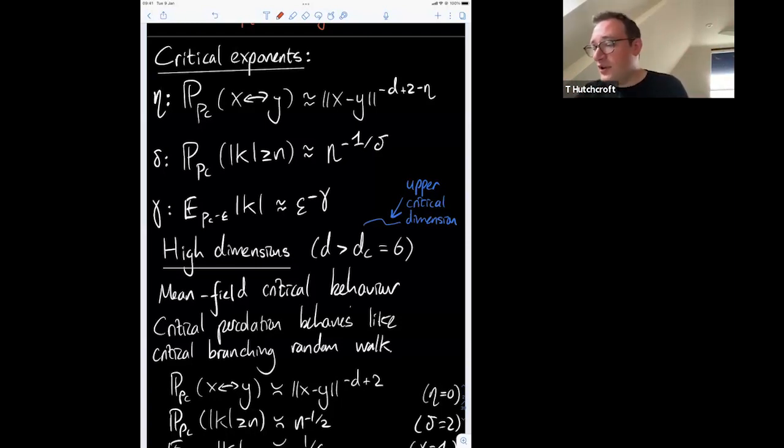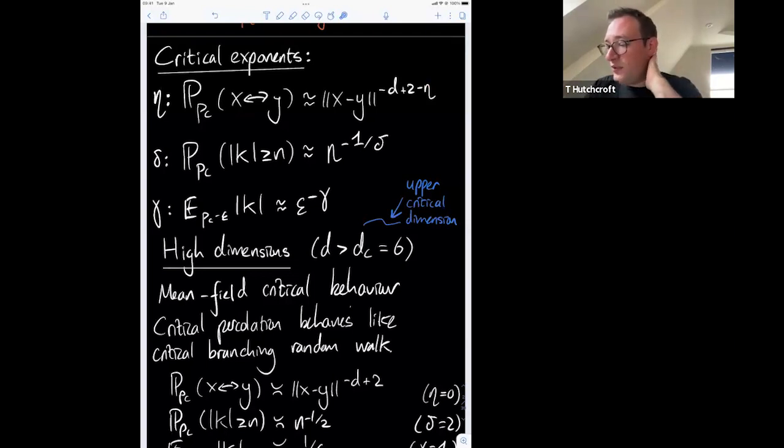A few of these will play an important role in this talk, mostly the first 2 actually. These exponents have traditional notations. So there's eta, which is defined so that the probability that x is connected to y at PC, at criticality, should decay like a power of the distance between x and y. And the traditional notation for this power is minus d plus 2 minus eta.